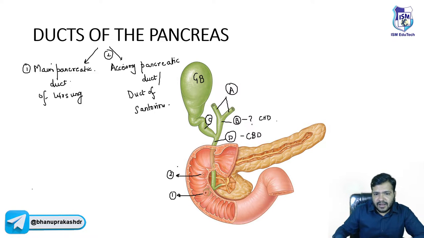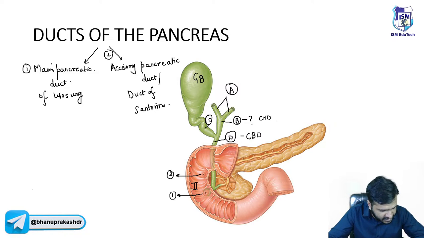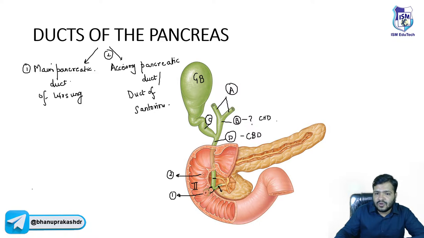Now, beta, the main pancreatic duct: which part of the duodenum is it? You already know this is the second part of the duodenum. The main pancreatic duct emerges from the head of the pancreas. This is the main pancreatic duct, and it unites with the common bile duct, which will open into the second part of the duodenum. It will form a dilatation, which is called the ampulla of Vater. You can see that over here, everyone can see in this particular picture as well. So yeah, the main duct emerges from the head.